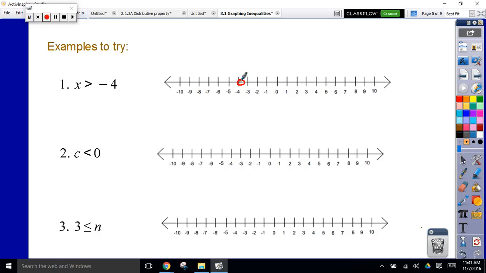Okay, you picked open circle, and that should be on negative 4, but the calibration is a little bit off. And then are you going to go right or left? Okay, nice. Reese, would you like to do the next one? Okay, come on up.